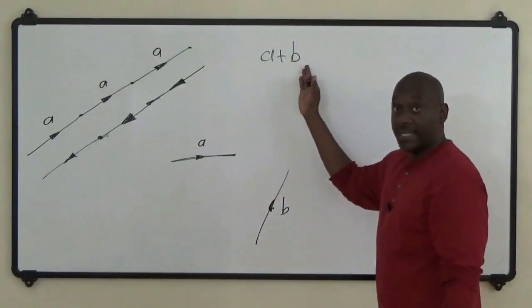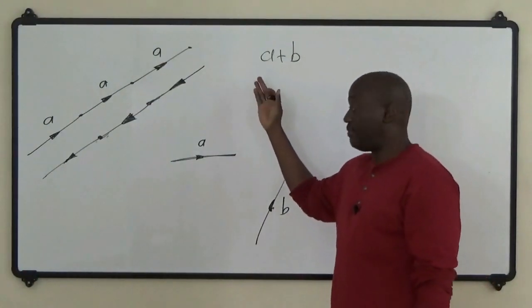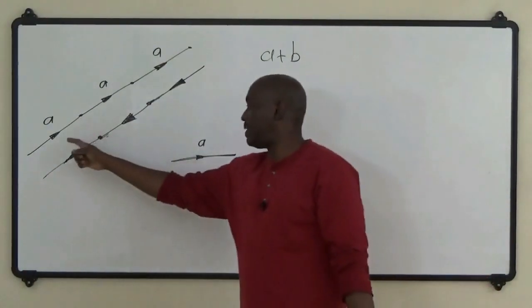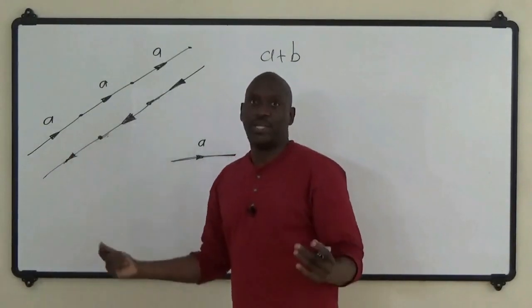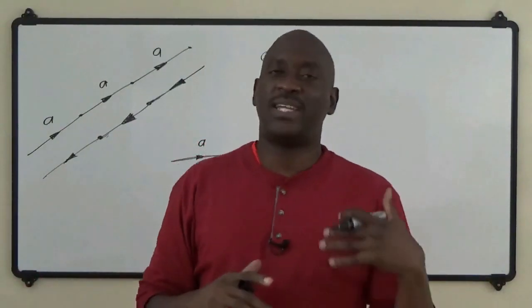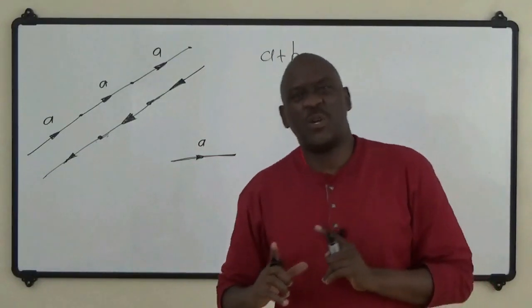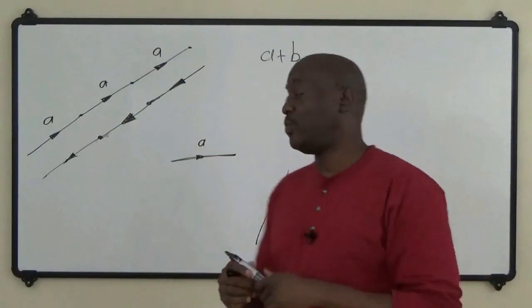Well, the fact that the lettering is different suggests immediately that B is not the same thing as A. If we had A plus A, it would be what we have here, A plus A, which would be 2A, which is the same thing as multiplication. Alright? But the very fact that we use a different letter says to us that the vector is not the same thing as A. So how do we add that?